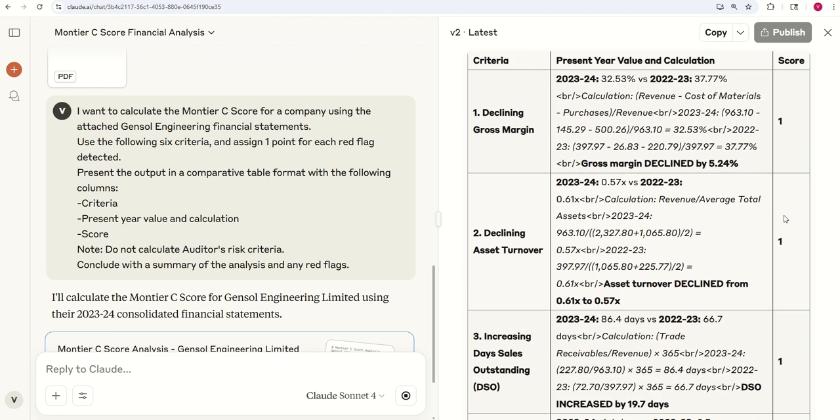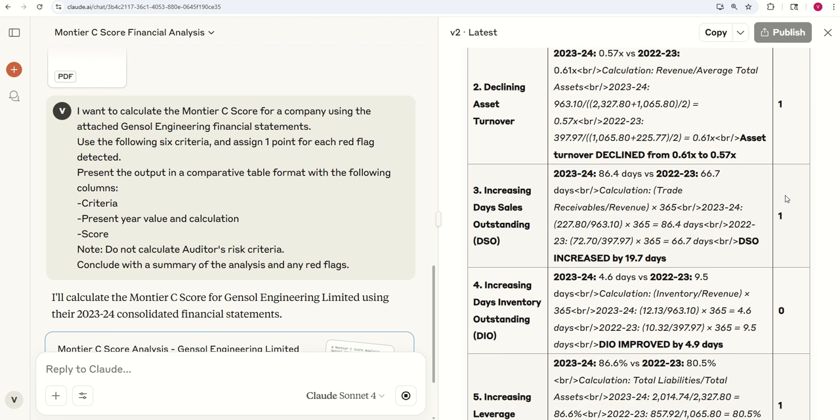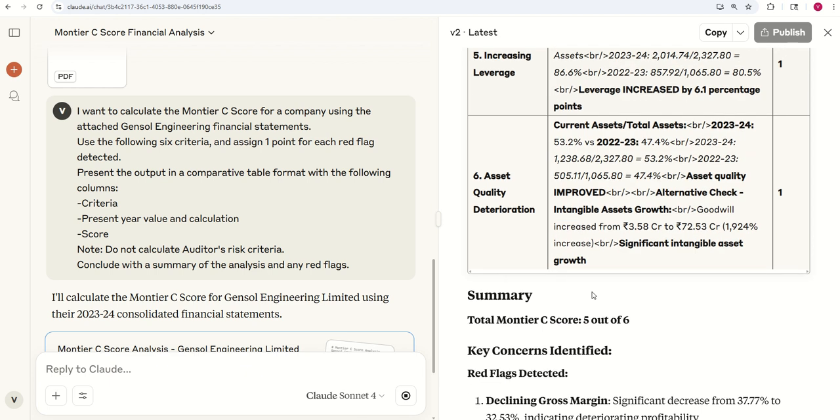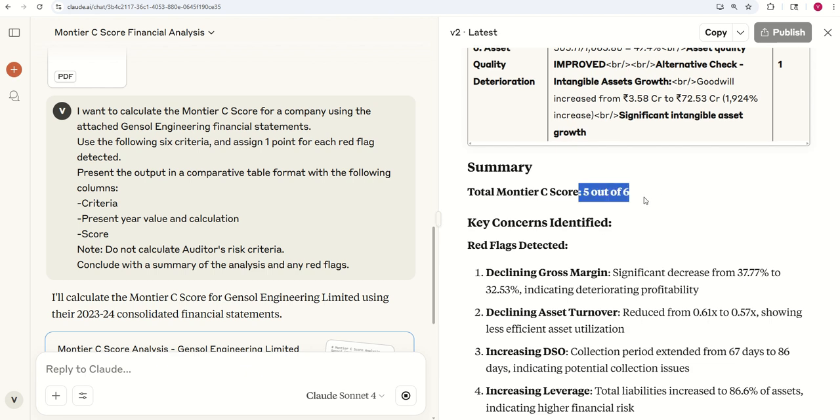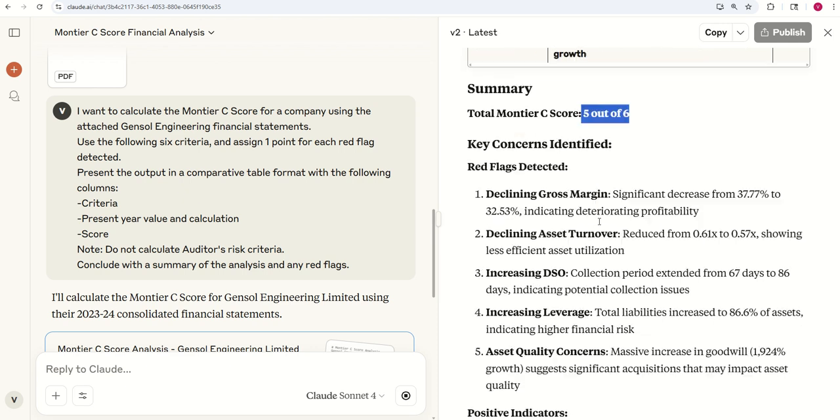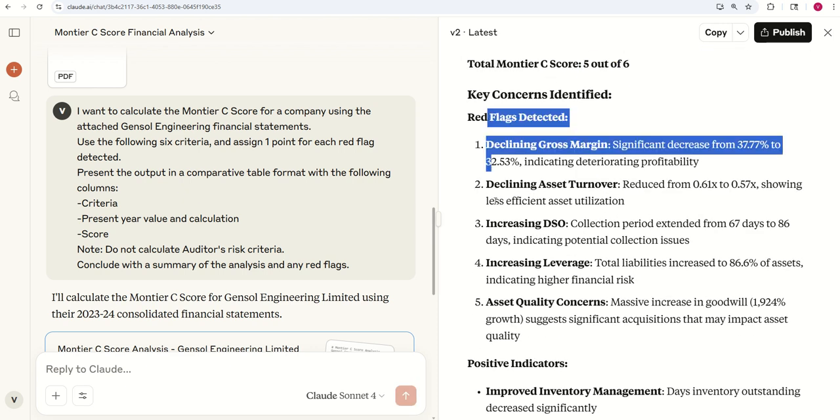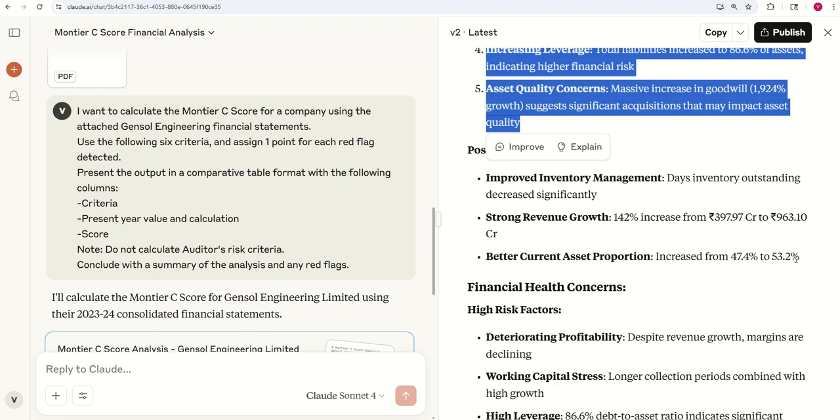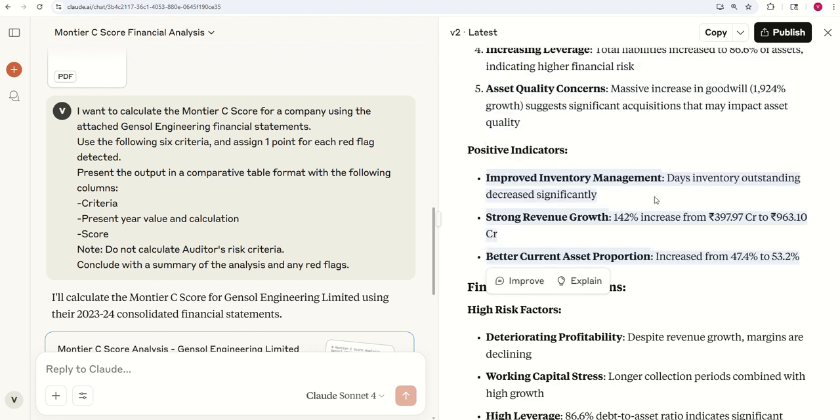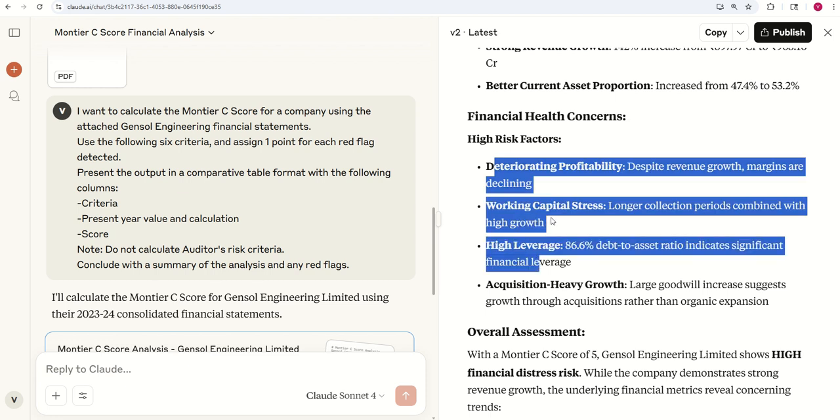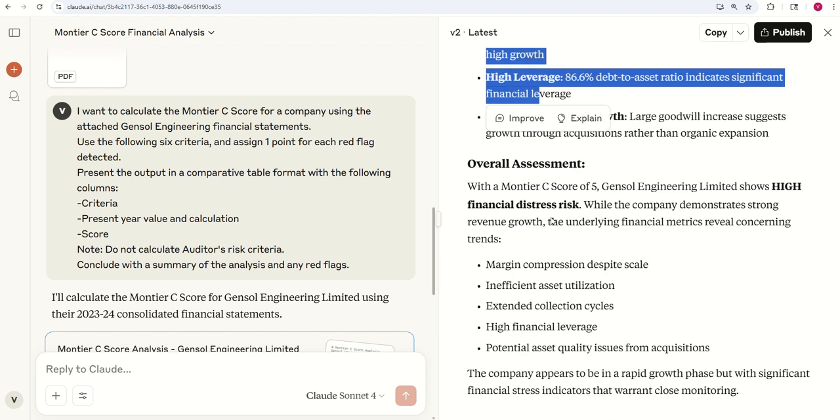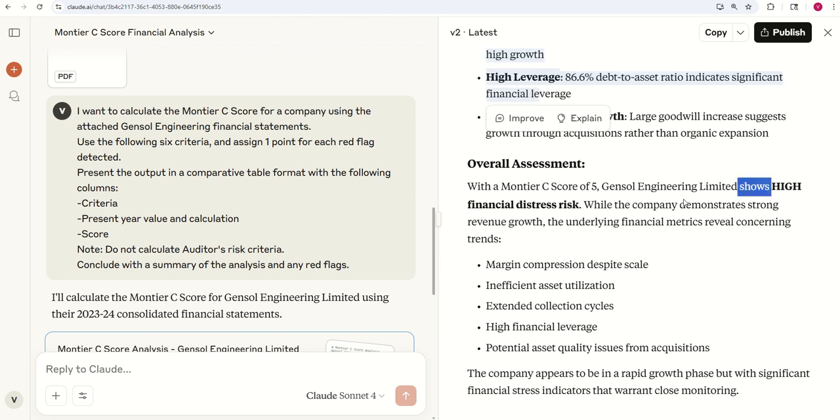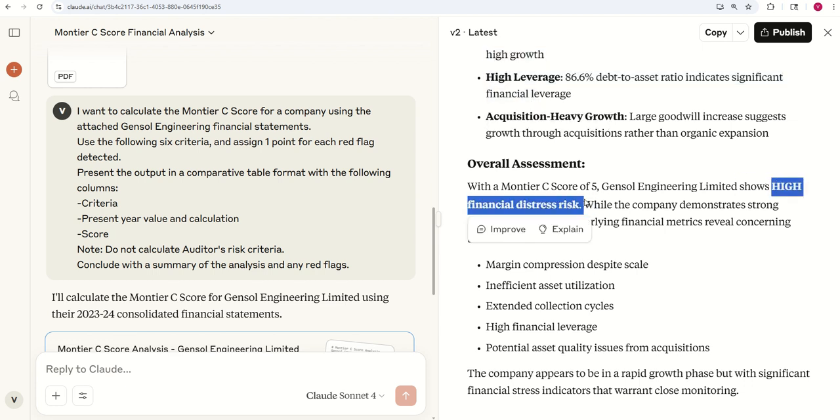Declining gross margin, score 1, cheat. Then the next, score 1. So I told you, whenever there's a score 1, it indicates cheating, or that criteria is a red flag. So out of 6, 5 are red flags. It discusses all the 5 red flags. Then there are positive indicators, good growth, all that. Then high risk factors. Then in the overall assessment, with a score of 5, it shows Gensol is at high financial distress risk.